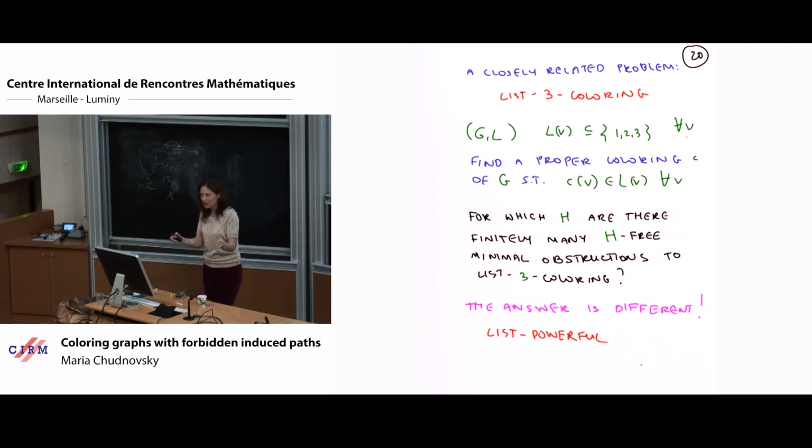And what's a list-coloring obstruction? That means it's a minimal graph, right? It's a pair (G, L), which is not colorable, but if I delete any vertex and keep the same lists, then it's colorable.